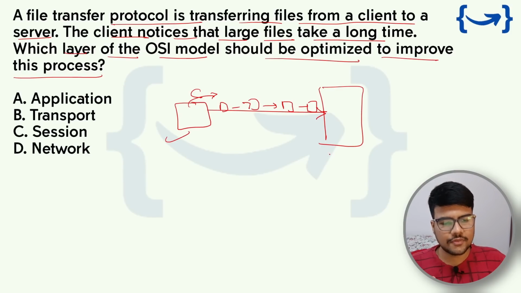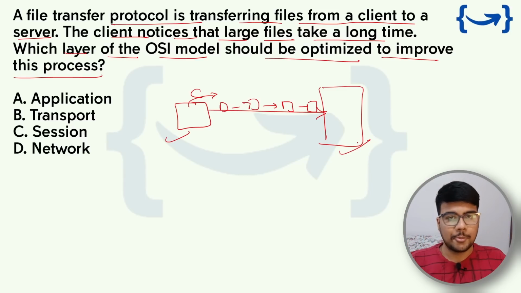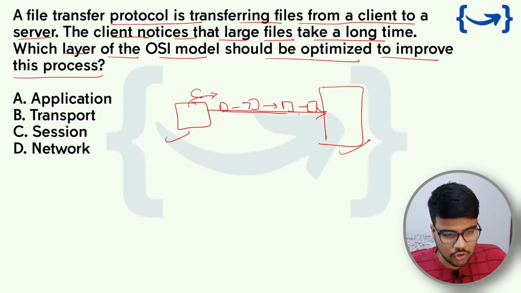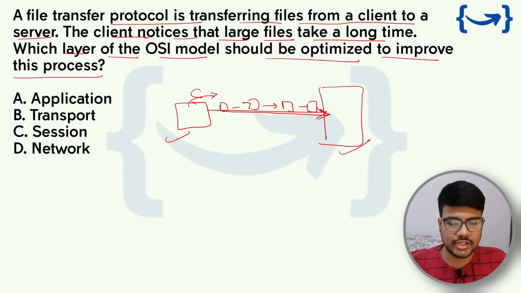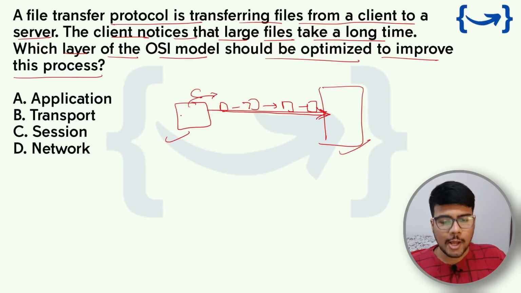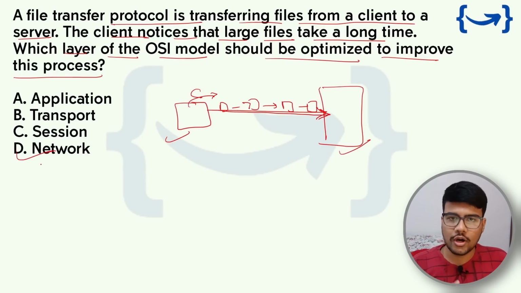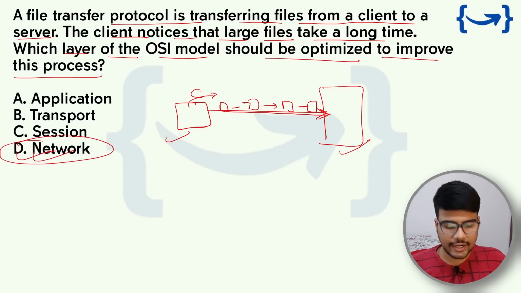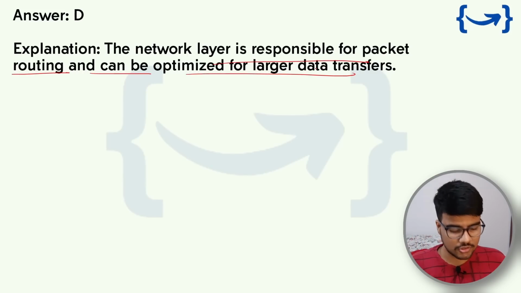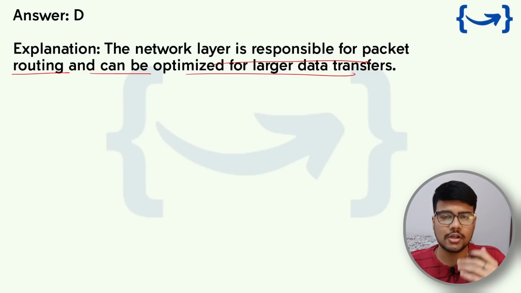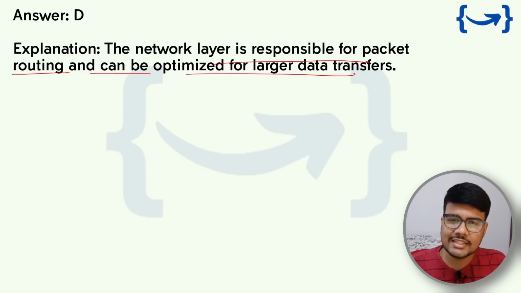Okay, so the client and server are not what we need to look at, but we need to look at the connection, because in the connection all the packets traverse. So it totally depends upon how strong your connection is and how many bits you can pass in an established connection. So if we are talking about the connection, my direct hint goes towards the network, and yes, the network option is the right option for this question. The network layer is responsible for packet routing and can be optimized for larger data transfers. Now see, if you create diagrams when you get confused, your answer would be easy to solve.